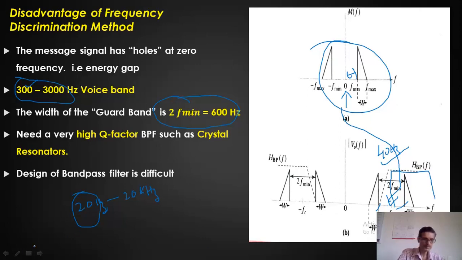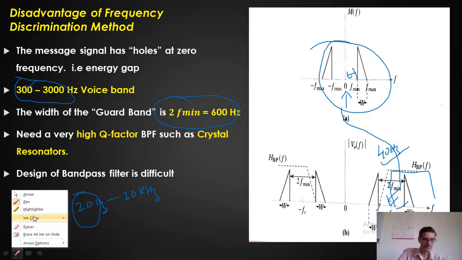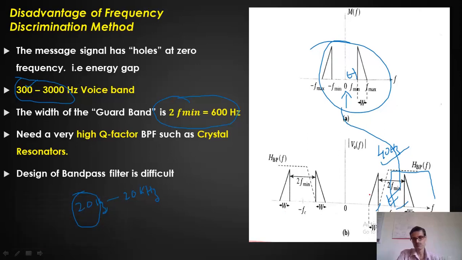But if I go with practical filters, again there will be some overlapping which happens here. So this is the overlapping. This is because of this short gap, or guard band, between the two sidebands. There will be an overlapping. This is the problem. So how to solve this problem?